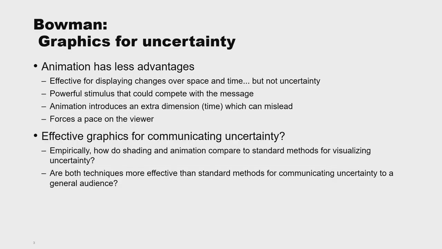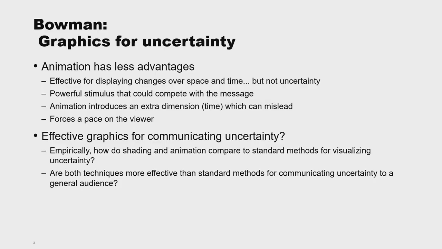One final point, and this is really to reiterate what was spoken before: are these techniques really effective at communicating uncertainty? And really, as statisticians, we need to go back to the work of Cleveland and McGill to understand, for a given task, when are shading and animation really more effective than the standard techniques that we would use? And I would second this by saying, are both techniques more effective than standard methods for communicating uncertainty to a more general, wider audience? Are they more effective? We don't have the evidence to really understand this yet.